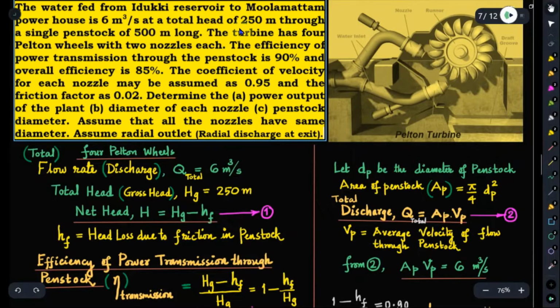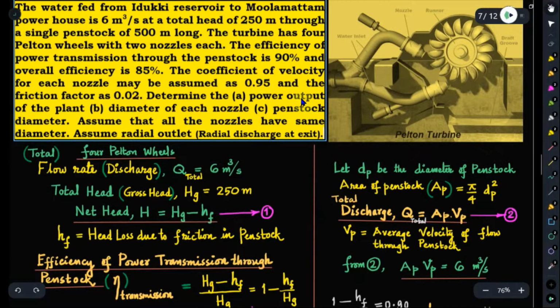a total head of 250 meters through a single penstock of 500 meters long. The turbine has 4 Pelton wheels with 2 nozzles each. The efficiency of power transmission through the penstock is 90% and overall efficiency is 85%. The coefficient of velocity for each nozzle may be assumed as 0.95 and the friction factor as 0.02.